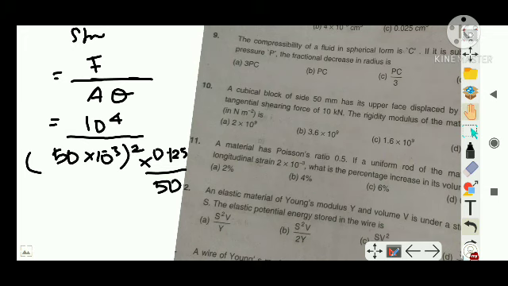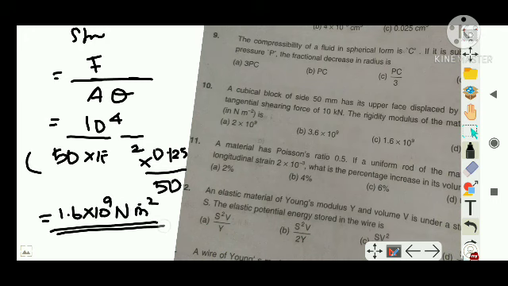Clear? In the expression, if you want, you can write the theta because you got 0.125 from there itself. Now the calculation is from your side, right? You will get the answer as around 1.6 into 10 to power 9 Newton per meter square. Clear? Right. Now let us move on to the 11th question.